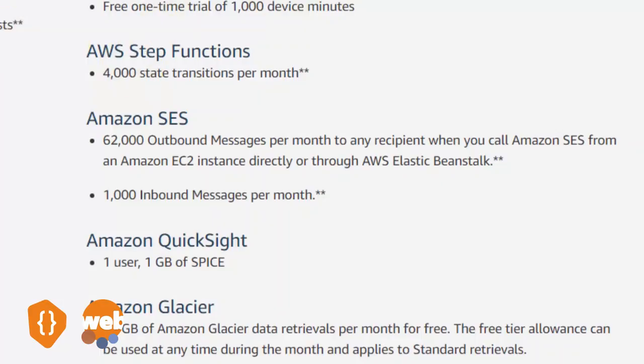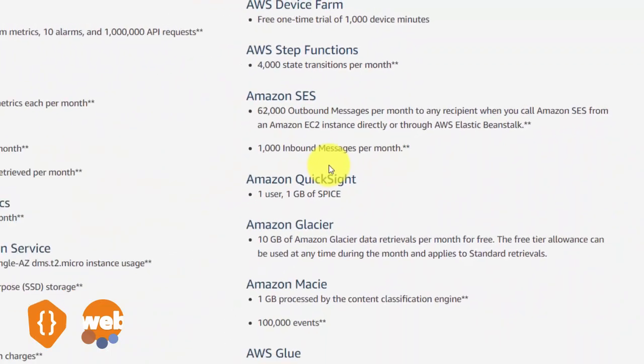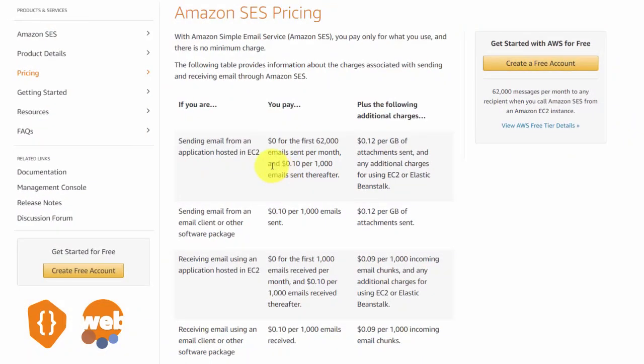What this will allow you to do, if you are a new Amazon AWS customer, is send the first 62,000 messages through Amazon SES absolutely free, in addition to having 1,000 inbound messages per month. Now, after the first 62,000, you'll pay 10 cents per 1,000 emails sent afterward. Now, this only applies if you're going to be using the application from inside of Amazon SES.